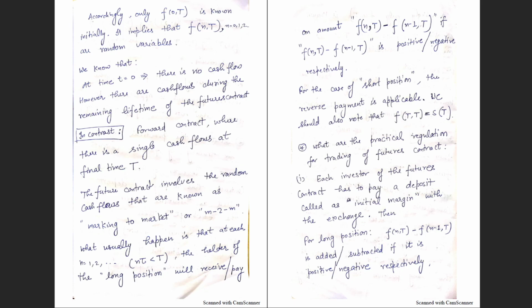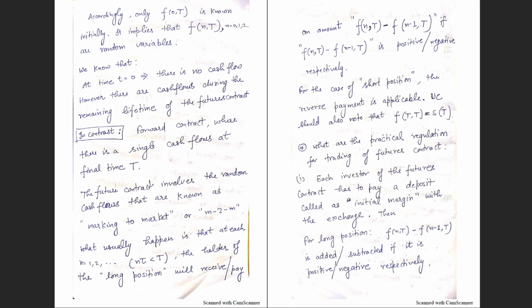Futures contracts involve a random cash flow, and that random cash flow is called marking to market. It is just a word for it. And what usually happens, this is important, so make sure, on page 3, last paragraph: at each n equals 1, 2 and so on, the holder of the long position will receive or pay. It depends on the quantity F(n,T) minus F(n-1,T).